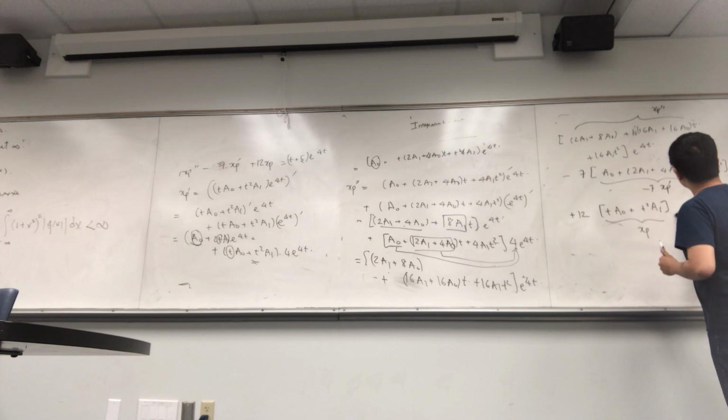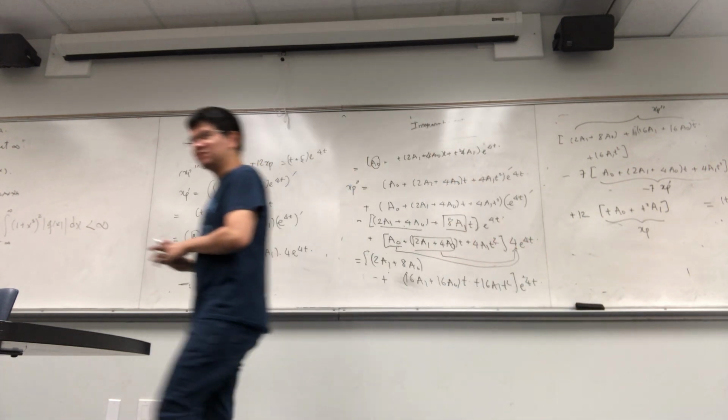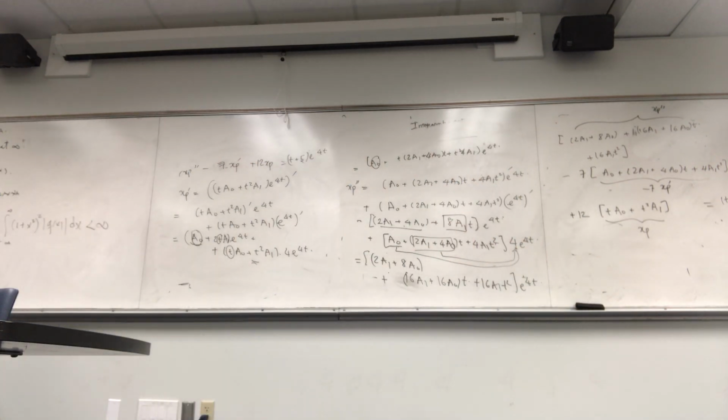So the next step is that everything has e to the 4t, so I can cancel all of the e to the 4t, right? So this is much easier. Because you have e to the 4t in all of the terms, you remove e to the 4t, and everything becomes this problem, all right?